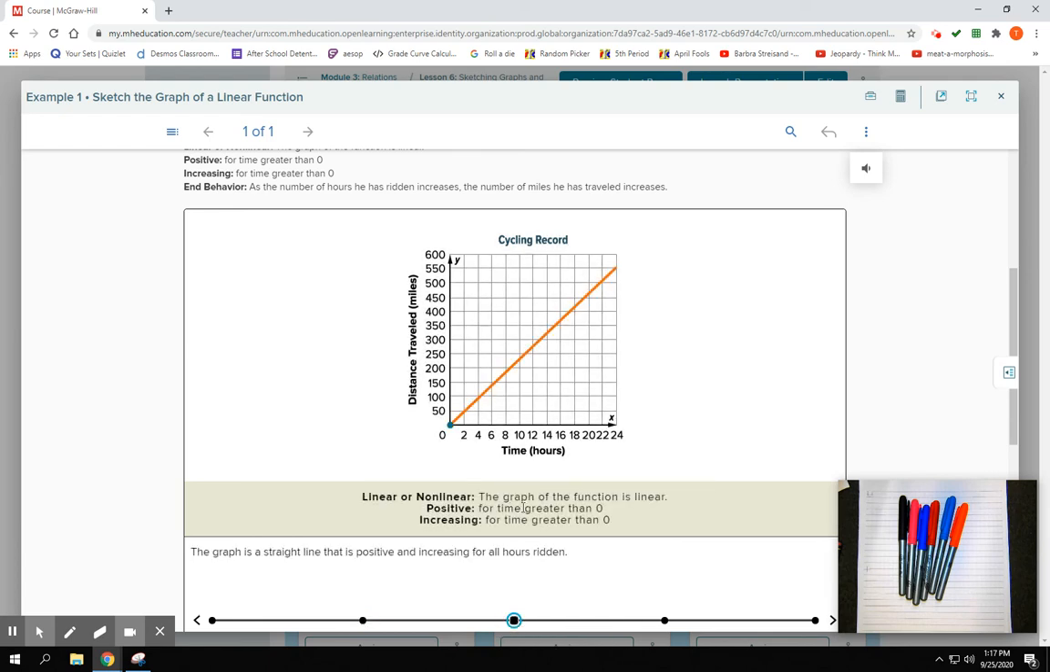Next, linear or nonlinear. The graph of the function is linear, so it's going to be a straight line. It's positive for time greater than 0, increasing for time greater than 0. The graph is a straight line that is positive and increasing for all hours ridden.